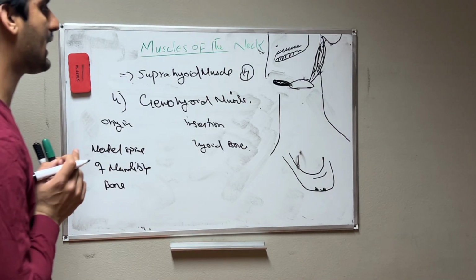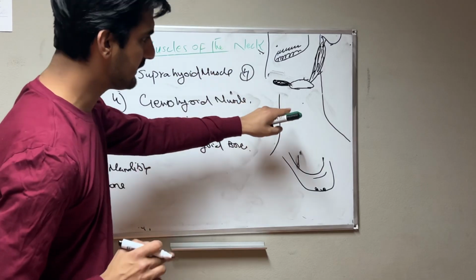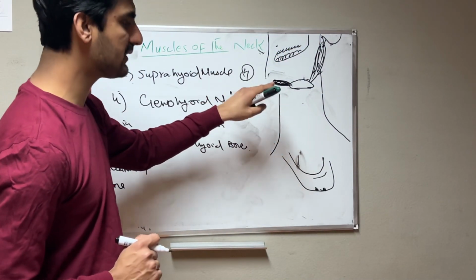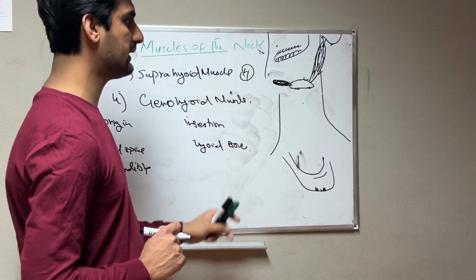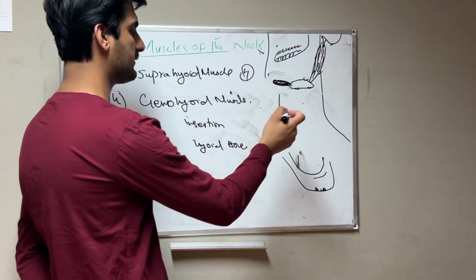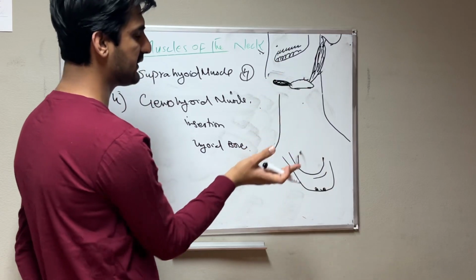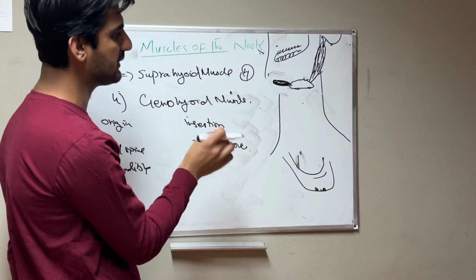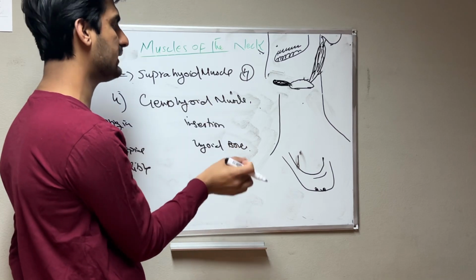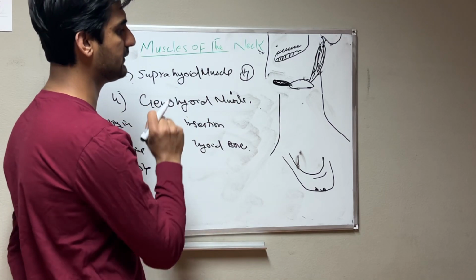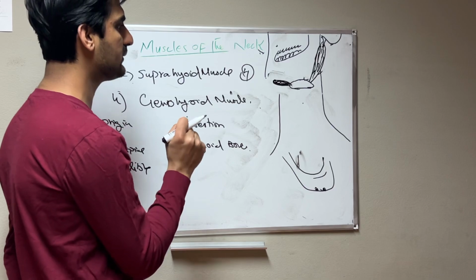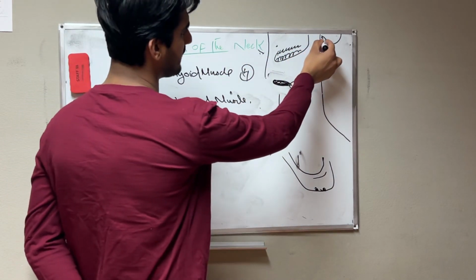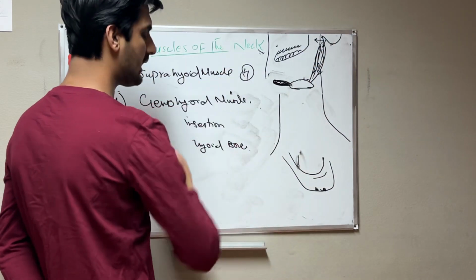These are the suprahyoid muscles. The first one we discussed is the digastric muscle, which has an anterior belly and a posterior belly. The posterior belly originates from the mastoid notch of the temporal bone and is inserted into the hyoid bone. The anterior belly originates from the hyoid bone and is inserted into the digastric fossa. Then the second muscle is the stylohyoid muscle. Stylo means from the styloid process of the temporal bone, and it is inserted into the hyoid bone.